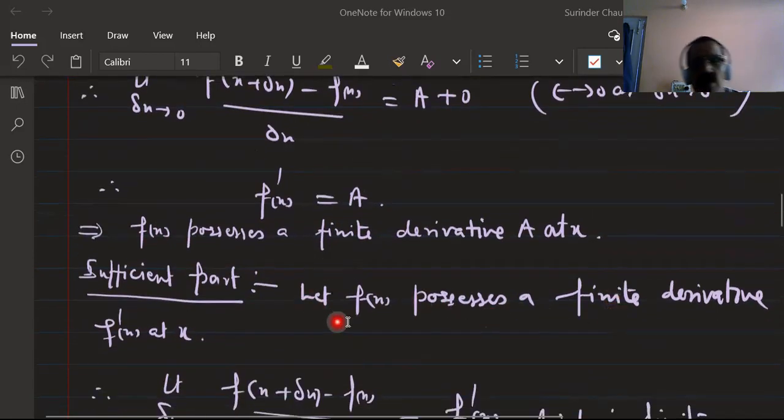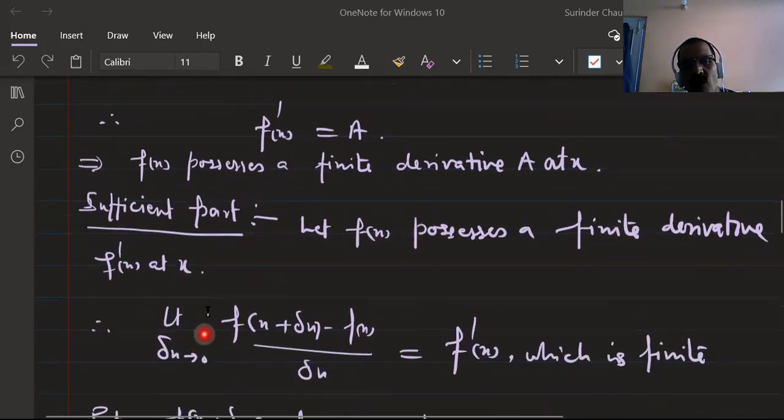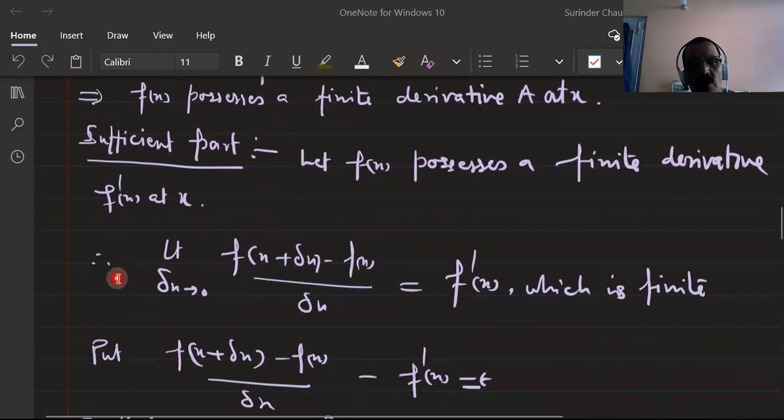Sufficient condition: let f(x) possess a finite derivative f dash x at x. Then f dash x will be given by the definition by first principle: f dash x is equal to the limit as delta x tends to 0 of f of x plus delta x minus f(x) upon delta x, which is finite.